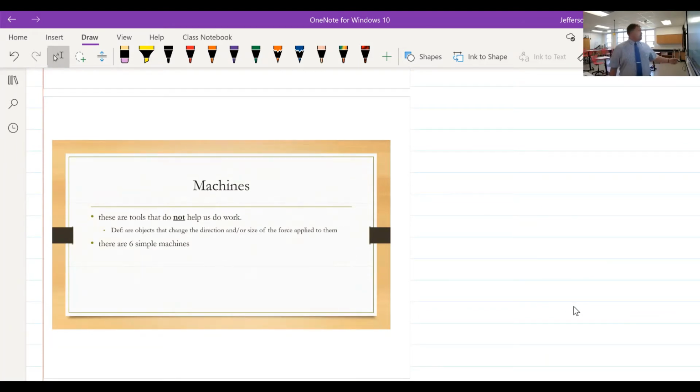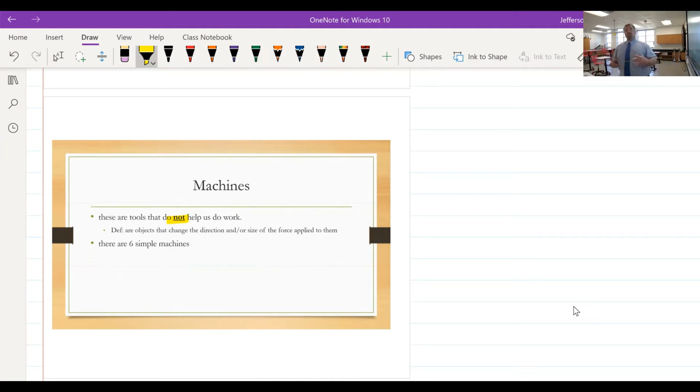And we're going to start off with what's going to seem like kind of a weird thing to say, but machines are actually tools that do not help us do work. And you're thinking, well, that's odd, because machines, I think, would make life easier. What they do instead is that they change the input force. Okay? In reality, a real machine will actually cause you to do more work by using it than if you wouldn't use it at all.